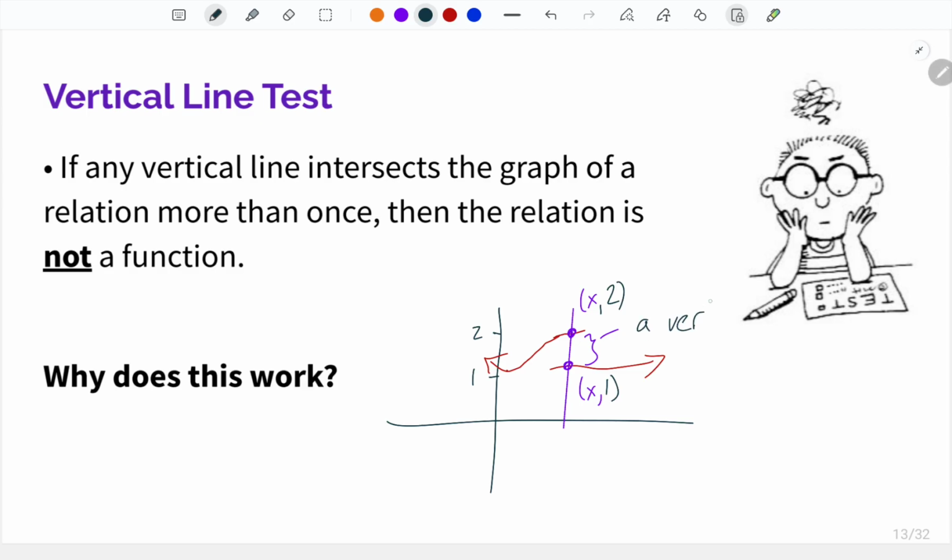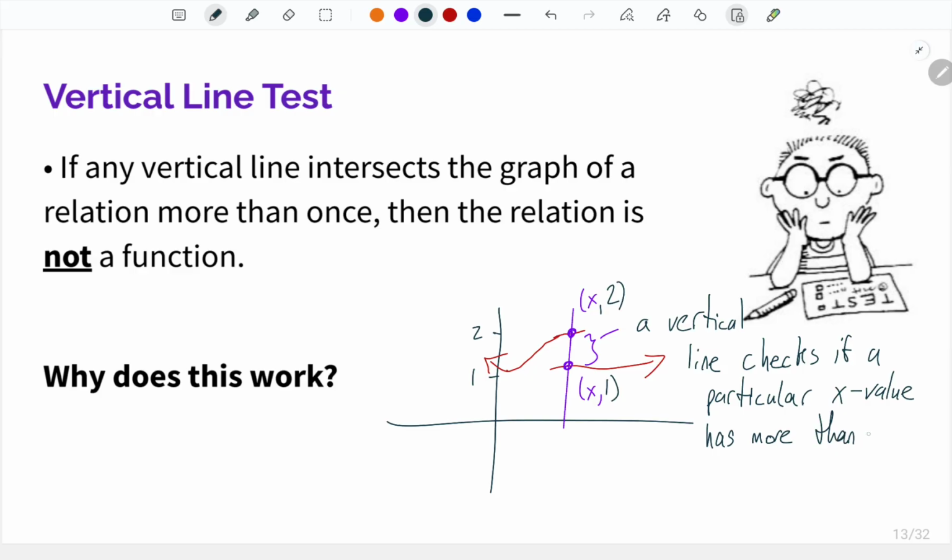So a vertical line checks if a particular x value has more than one y value. Okay, and so that's the vertical line test, so let's put it to work.